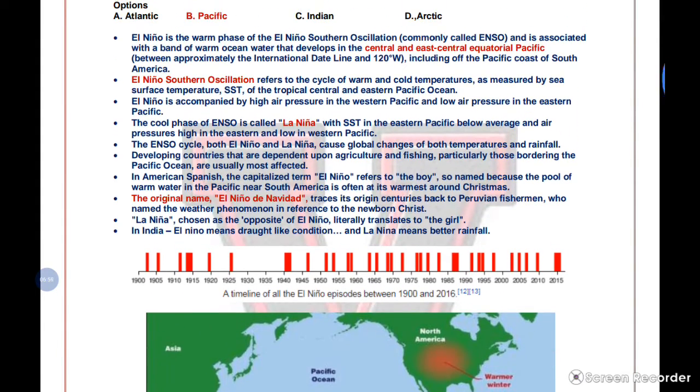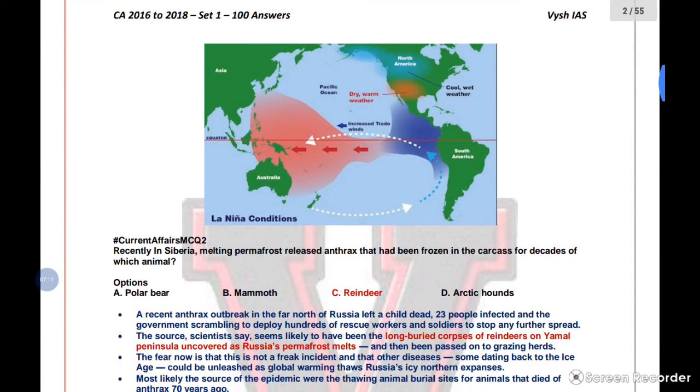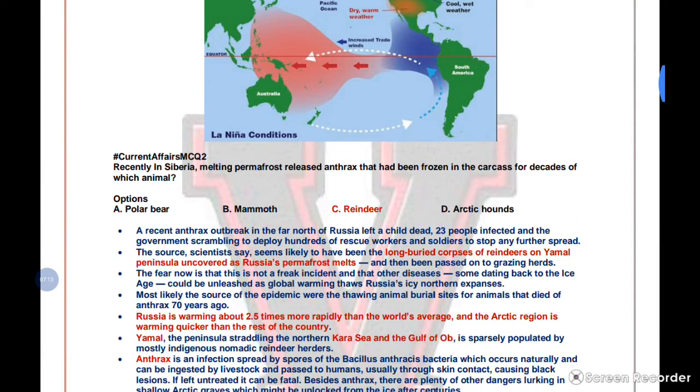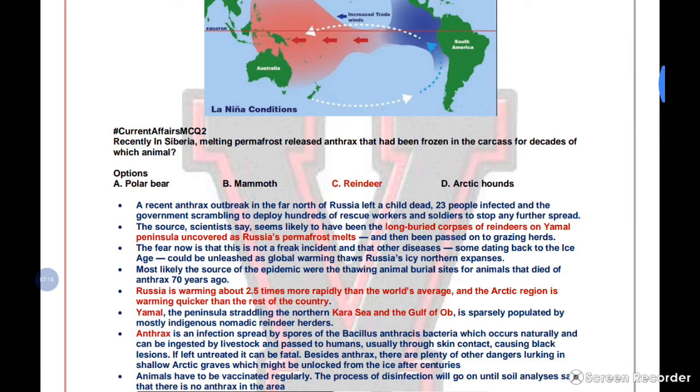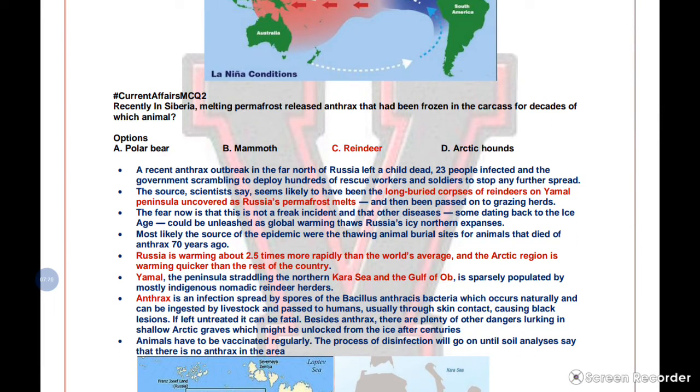And what is the meaning? What is El Nino? El Nino is a boy, La Nina is a girl. That's the literal word meaning. Every detail is there. So this one concept helps you answer any kind of question which comes on El Nino or La Nina. That is the first thing: Pacific Ocean warming up. Now the second one, permafrost, is actually about reindeer. What happened? It's not the animal or the news that is important. It is what UPSC can ask from that.